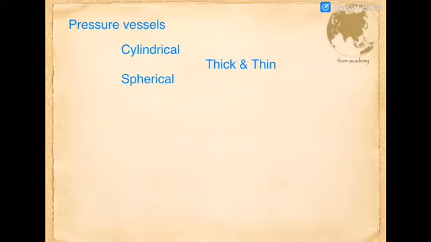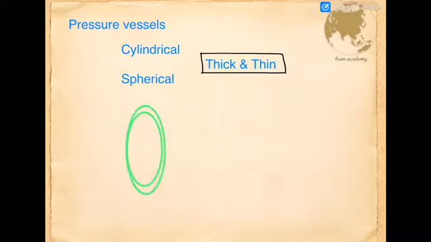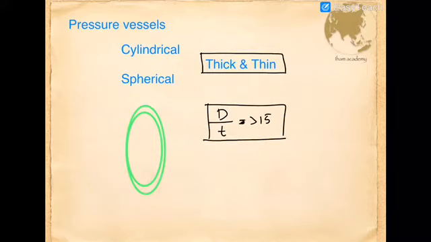We can classify this according to its thickness. There are two classifications for spherical or cylindrical pressure vessels, that is thick and thin. A pressure vessel is said to be thin if the ratio of its inner diameter to the thickness is greater than 15. Otherwise, it will be considered a thick one. So thickness we will take this one, and inner diameter will be this one.